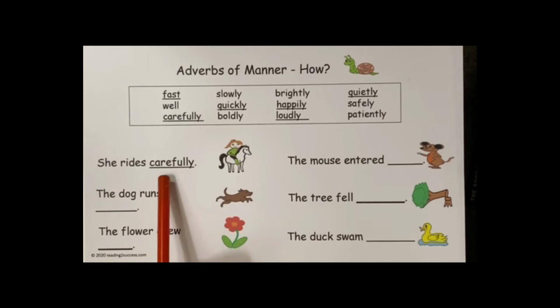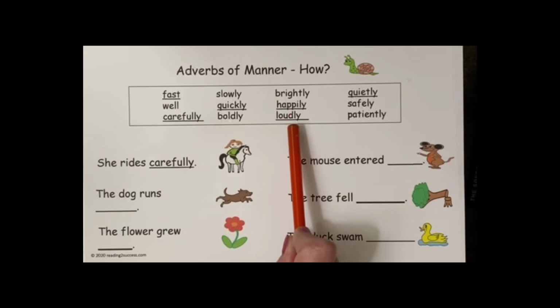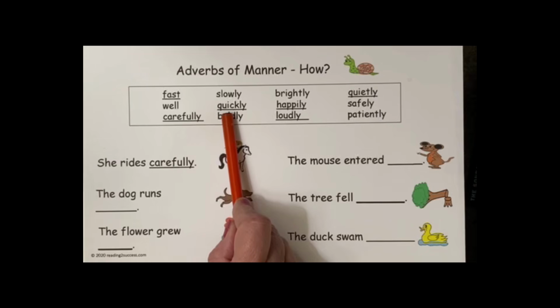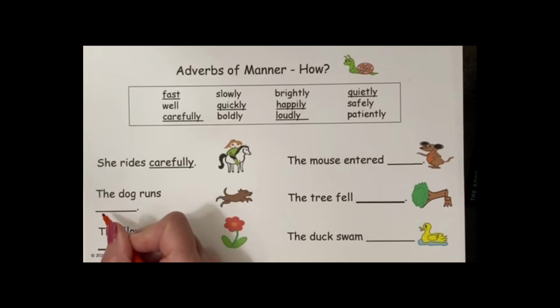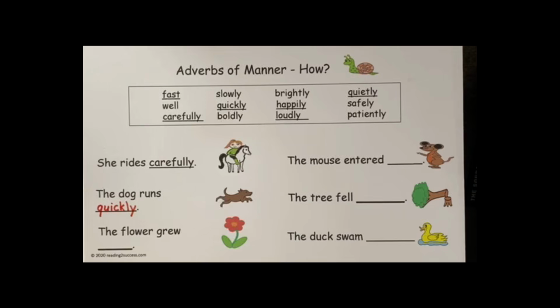She rides carefully. How? Carefully. We have 5 other adverbs that are underlined that we are going to place in each of the sentences. We have fast, quickly, happily, loudly, and quietly. So let's look at our second one. The dog runs quickly. There's our adverb quickly, and kids will write quickly in this space. Q-U-I-C-K-L-Y. Let's look at our next one.